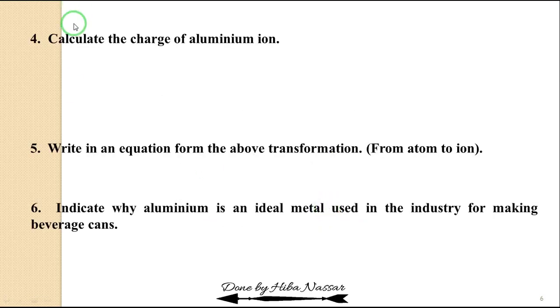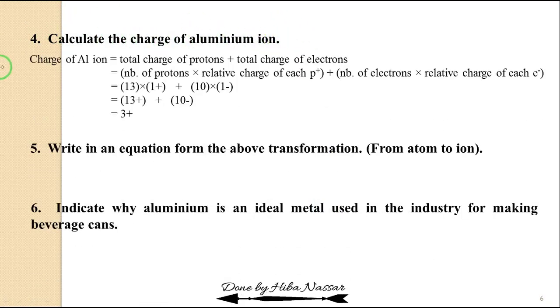Now moving to question number 4, calculate the charge of aluminium ion. To calculate the charge of an ion, it is always equal to the total charge of protons plus the total charge of electrons. The total charge of protons is equal to the total number of protons inside the ion times the relative charge of each proton, which is 1 plus, plus the total number of electrons times the relative charge of each electron, which is 1 minus.